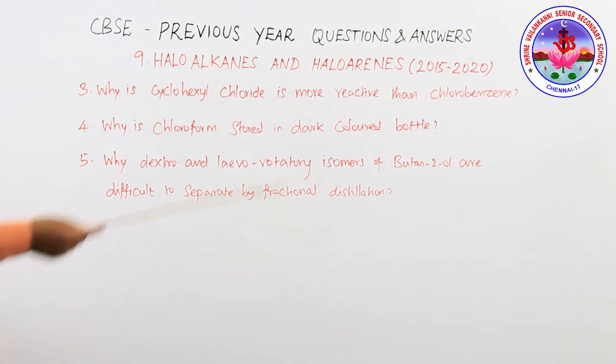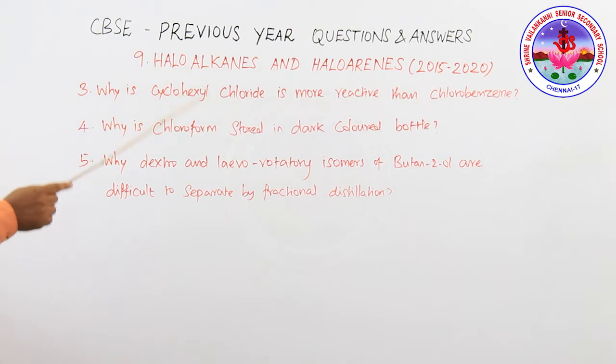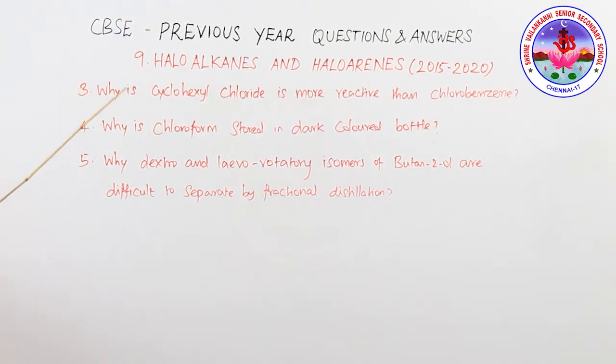Here in chlorobenzene the carbon is sp2 hybridized. In cyclohexyl chloride, the carbon is sp3 hybridized. So in chlorobenzene there is a double bond character between the carbon and the chlorine atom, so it has a higher bond dissociation energy. That is why cyclohexyl chloride is more reactive than chlorobenzene.